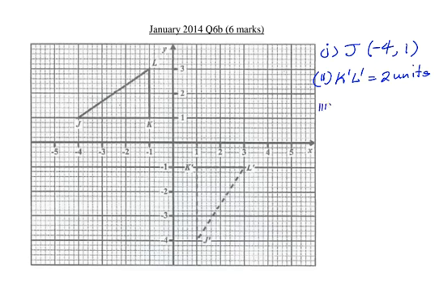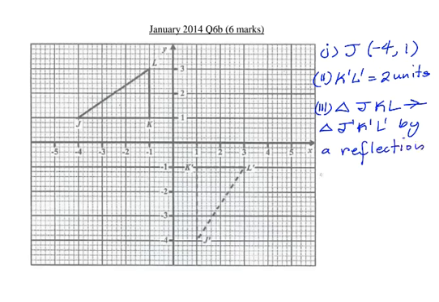So to describe fully a single transformation that maps triangle JKL onto triangle J prime K prime L prime, I would say that triangle JKL is mapped onto, the arrow here means is mapped onto, triangle J prime K prime L prime by a reflection in the line y is equal to x. It's a reflection in the line y is equal to x.